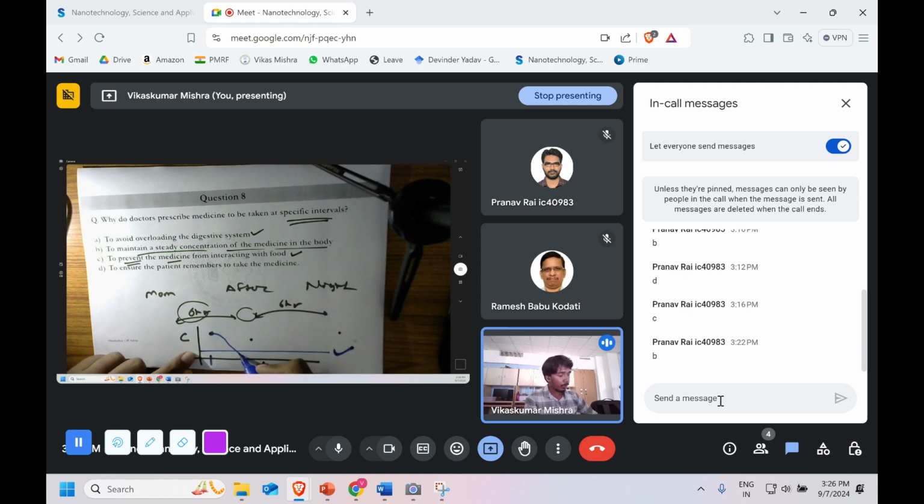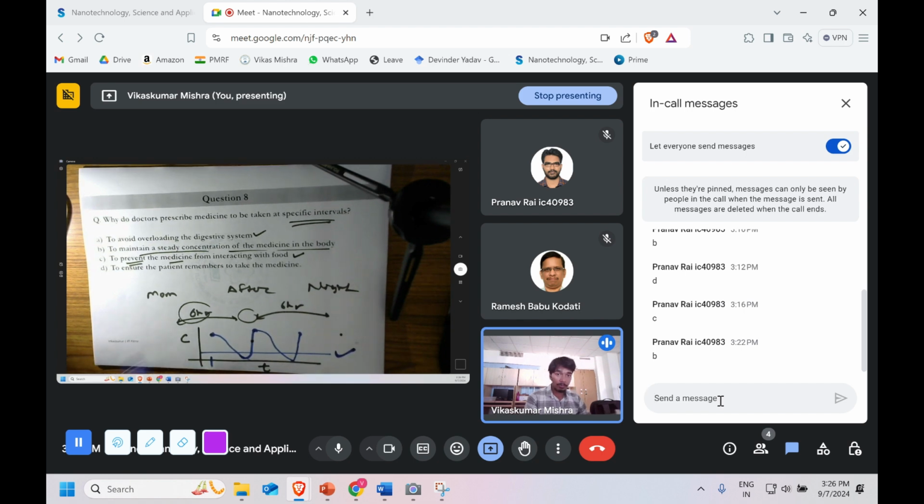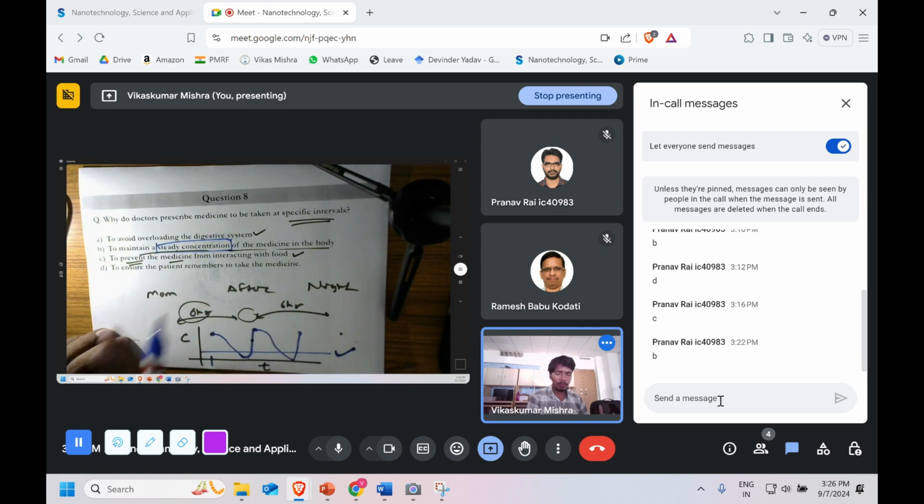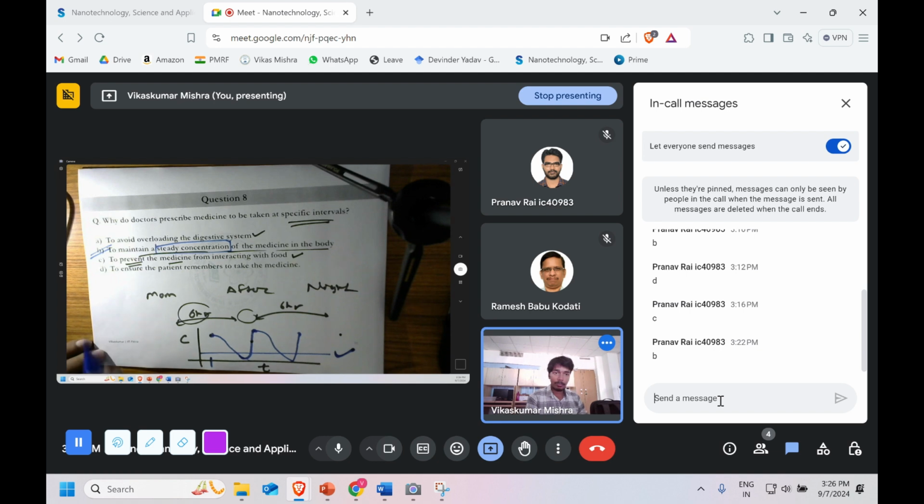So now again at this particular time, I will take one more medicine and the concentration will go high. Again after a while it will start decreasing, and then again I will take one more medicine and the concentration will go high again, and this cycle will keep on repeating. So the interval which doctors specify for the medicine is so that the concentration of this particular medicine will be maintained in our body, and so that we won't feel pain, or maybe for some other reason. And so with that, option B is the right answer.